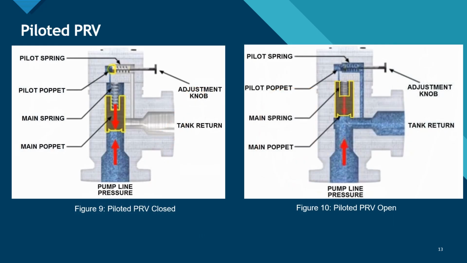As you can see on the two diagrams below, we have both the closed position of a piloted PRV and the open position of a piloted PRV. This is another type of relief valve. With this type of valve, if line pressure is less than the pressure created by the pilot, it will remain seated. When the line pressure increases higher than the pilot pressure, it will open and allow a small amount of fluid to flow through the pilot line into the reservoir.